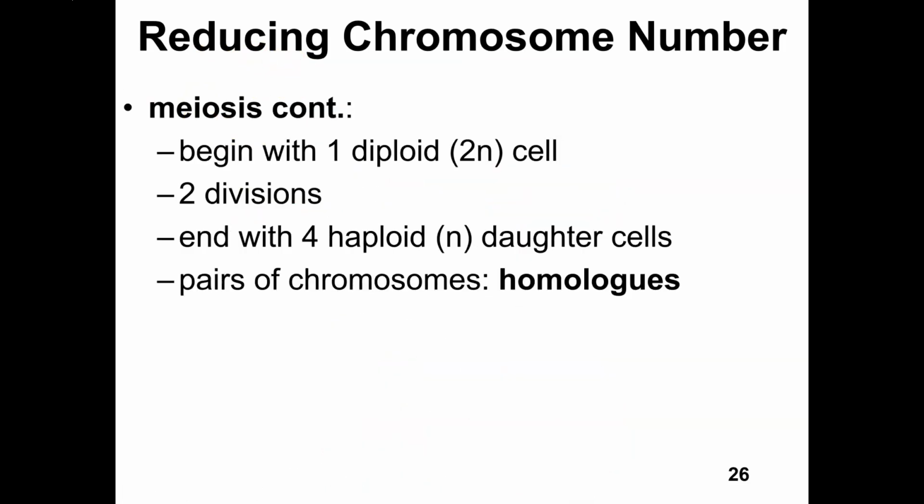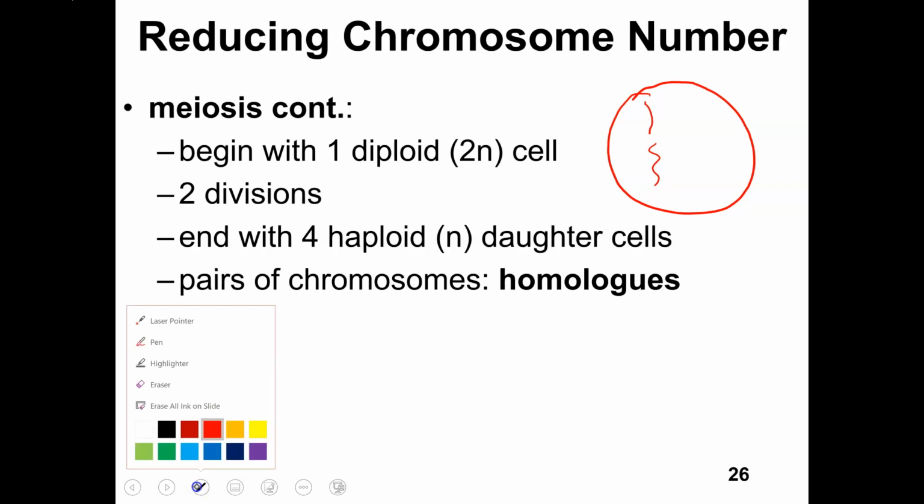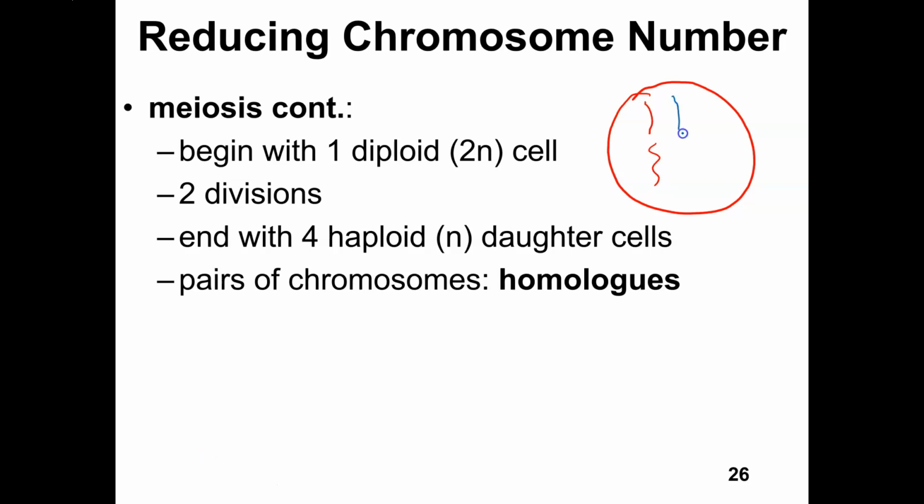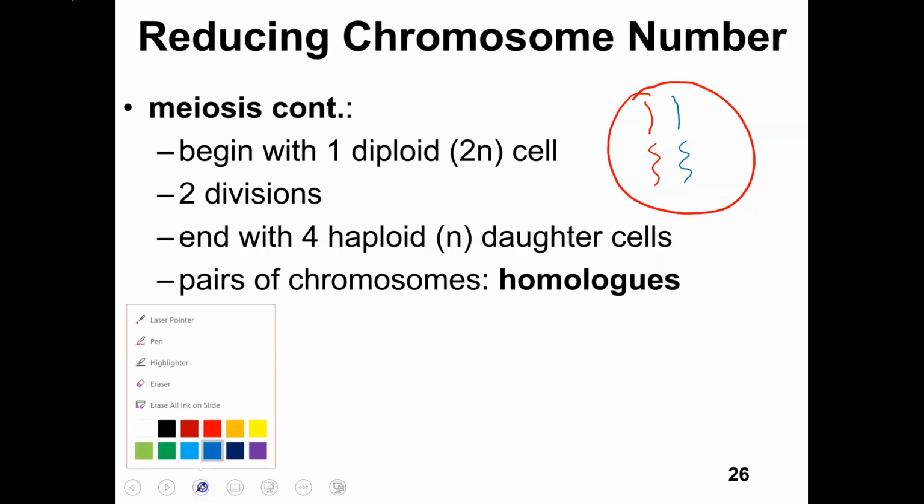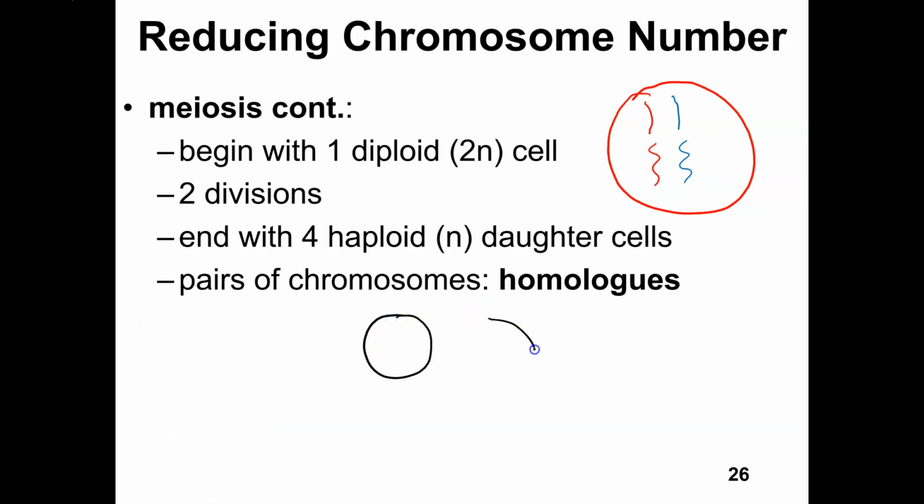So we start with a diploid cell. I'm going to draw it over here. I'm using a red just because that's the color it was on. And I'm going to change the color to this blue. So the diploid cell has a chromosome of each type from mom and a chromosome of each type from dad. And then it ends up with 4 haploid cells. So I'm going to draw those down here. I'm actually going to change the color of the ink. We'll go 1, 2, 3, 4.